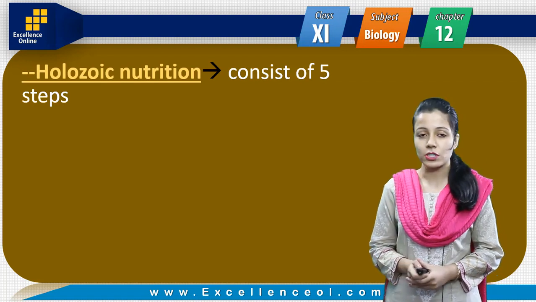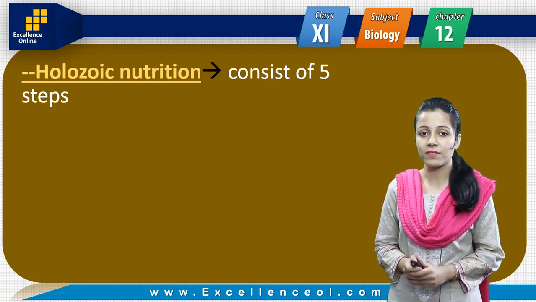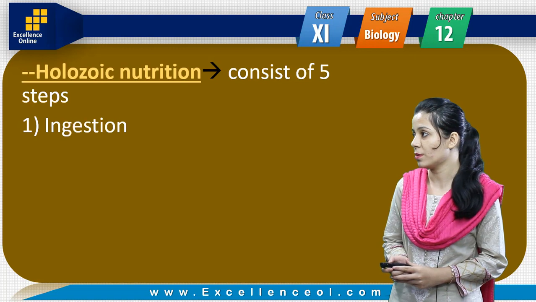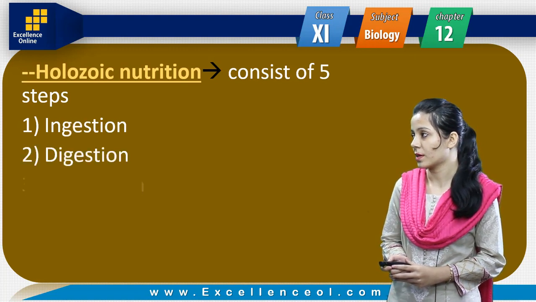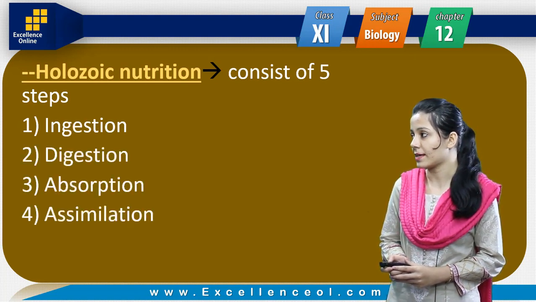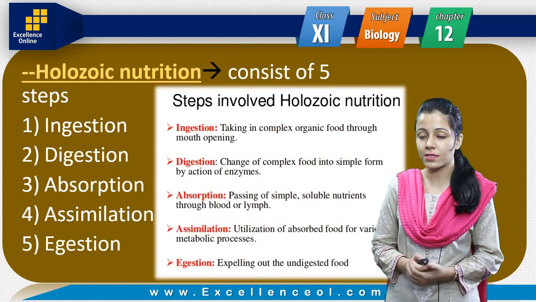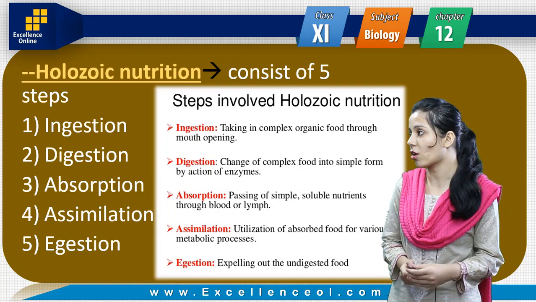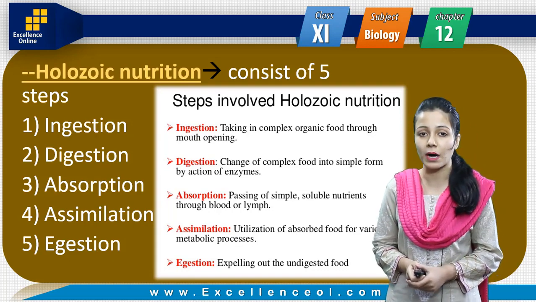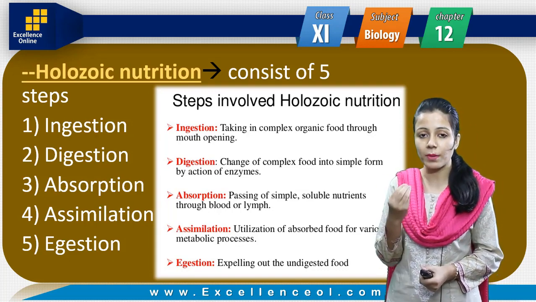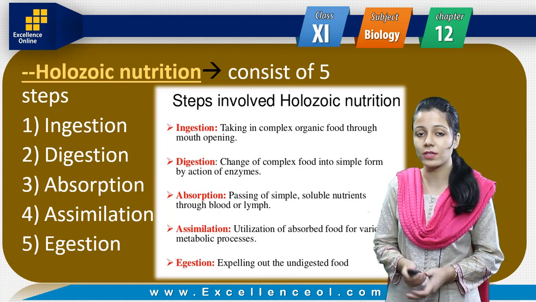So holozoic nutrition is a type of nutrition which consists of 5 steps: ingestion, digestion, absorption, assimilation, and egestion. The definitions of these steps are: ingestion is taking in of complex organic food through mouth opening. जब भी हम कोई food अपने mouth में डालते हैं, this process is known as ingestion.